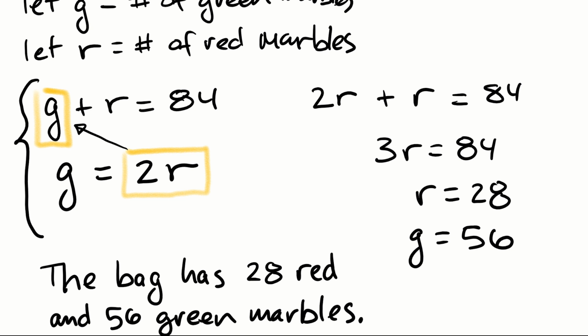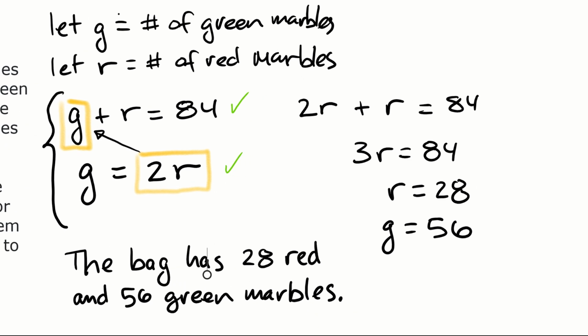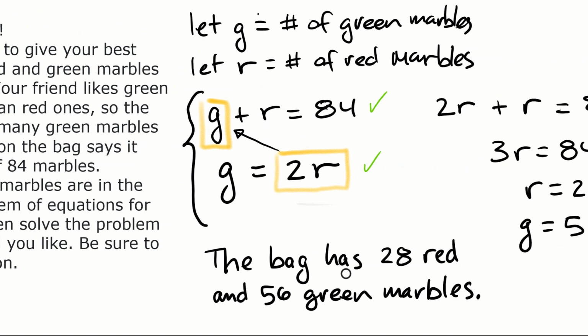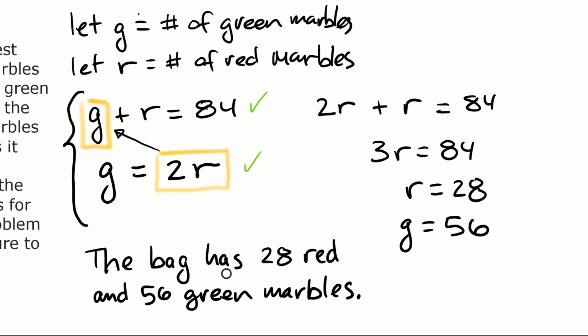If I add 56 and 28, and I'm doing that on my calculator, I should get 84, and I do. So I can see that it definitely satisfies the first equation. And then for the second equation, if I take the number of reds, 28, and I double it, I should get the number of greens, 56. That works as well. So not only have I interpreted all of the words, I've come up with a system, but I can see that my solution satisfies the original equation.